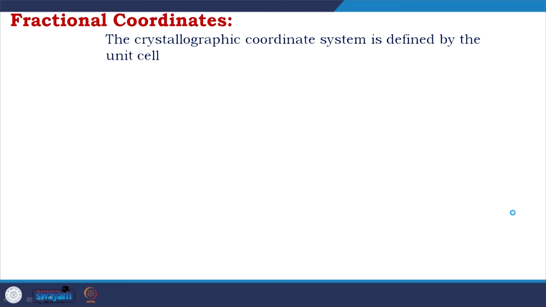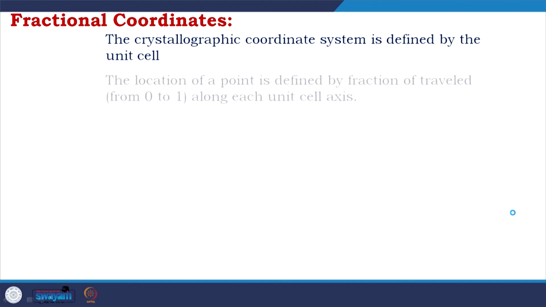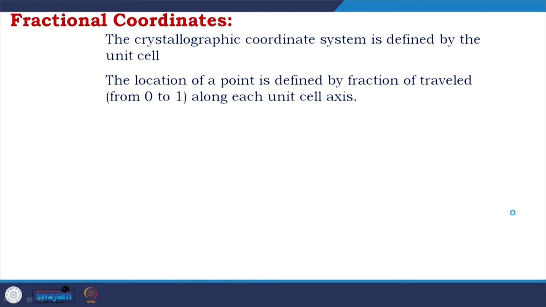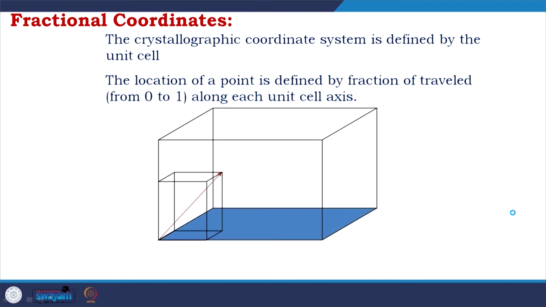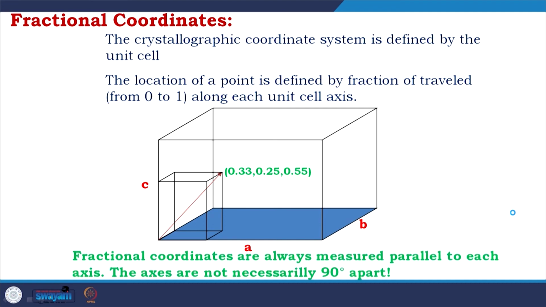I talk about fractional coordinates. The crystallographic coordinate system is defined by the unit cell. The location of a point is defined by the fraction travelled from 0 to 1 along each unit cell axis, which we have talked about. But let us say here we have fractional coordinates 0.33, 0.25, 0.55. So, the fractional coordinates are always measured parallel to each axis. The axes are not necessarily 90 degrees apart.